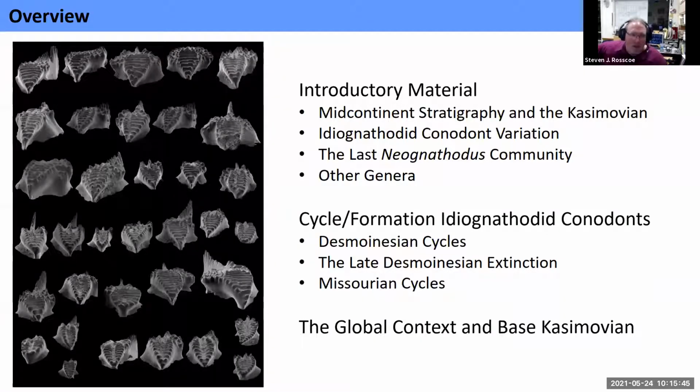So we'll go over the mid-continent stratigraphy and how that relates to the Kasimovian a bit. Then we'll focus a great deal on how Idionothodid conodonts vary. We'll look at some of the other genera that are present and how they vary through this interval. Then we'll get into a cycle by cycle or formation by formation look at the Idionothodid conodonts and the context of that. And at the very end, we'll get into the global context of our base Kasimovian and what that means and how maybe we should go about correlating this.